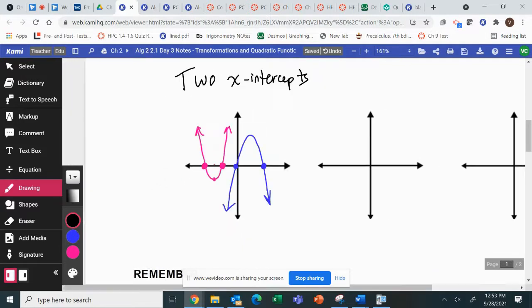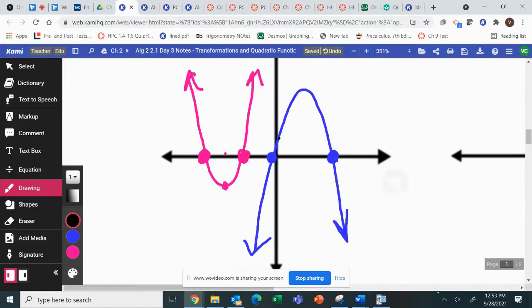Now, we're not talking about the y-intercept, like as learning it. We should already know about the y-intercept. We've been practicing a lot. How many y-intercepts does the blue graph have? 1. Right there on the y-axis. How many y-intercepts does the pink one have? 1. Where is that?